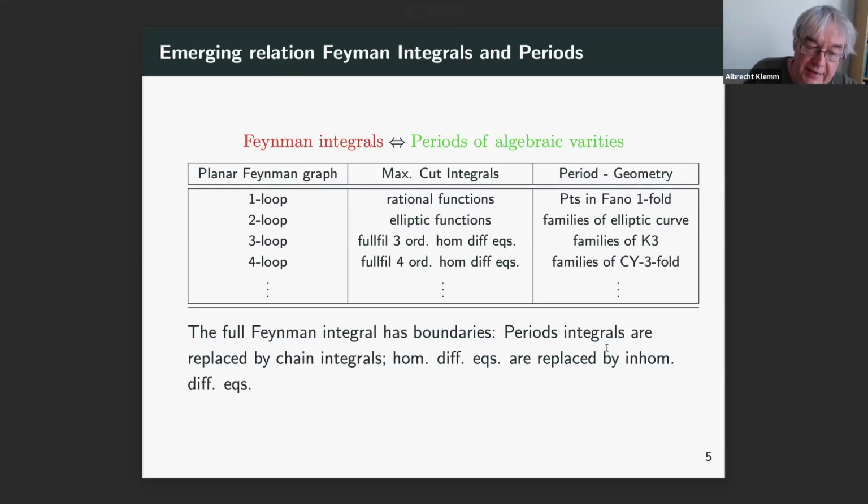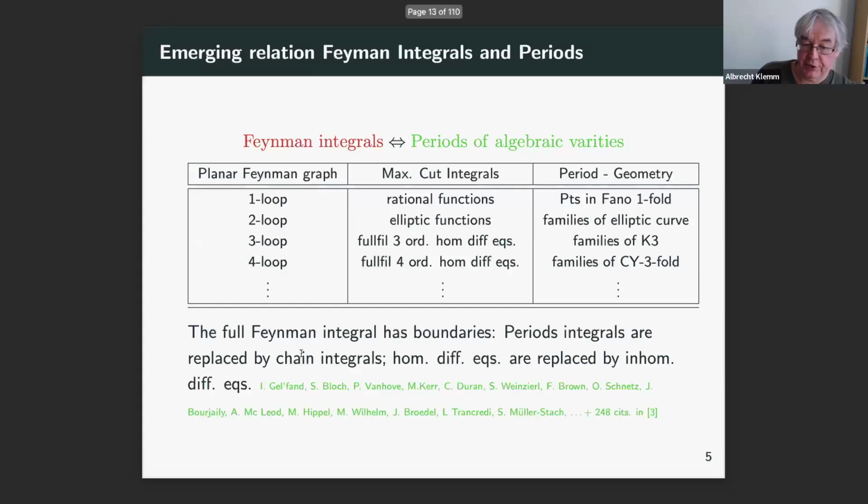As you will hopefully understand, what I meant here by maximal cut integrals is not the full Feynman graph, but the full Feynman graph, the integral, has boundaries. And in order to evaluate these things, you have to do iterated integrals over the Calabi-Yau periods. For instance, while the Calabi-Yau periods themselves fulfill a homogeneous differential equation, these real Feynman graphs are related to solutions of an inhomogeneous differential equation.